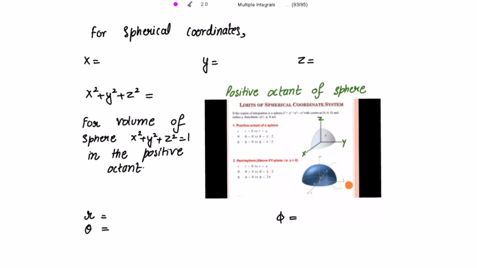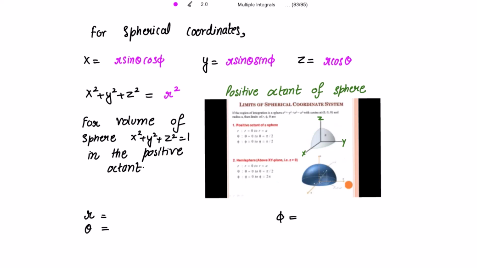And then for spherical coordinates, we write x as r sine theta cos phi, y as r sine theta sine phi, and z as r cos theta. So x square plus y square plus z square, when you square all these and add, you will get r square. Please look at this figure.